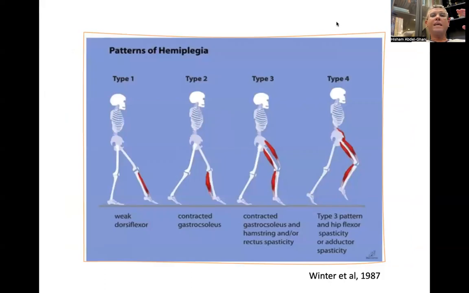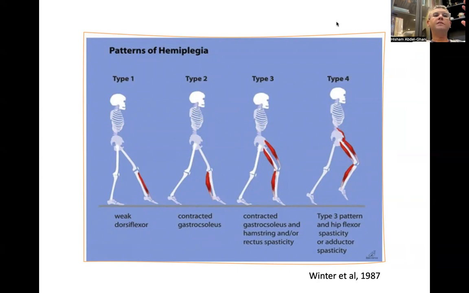We have 4 classic types of gait pattern in unilateral cerebral palsy, according to Winter. Type 1 is foot drop. Type 2 is true equinus. The heel is not touching the ground. And this is secondary to either spasticity of the gastrocnemius, and this spasticity is dynamic spasticity, that means the child develops equinus once the toes touch the ground, or secondary to contracture of the plantar flexor, either the gastrocnemius or soleus, or both.